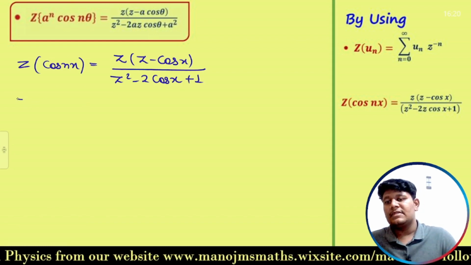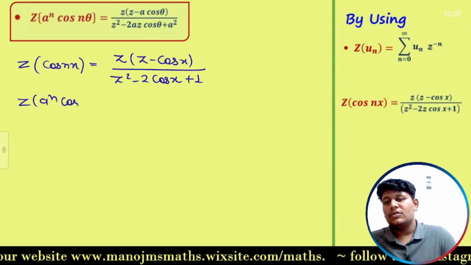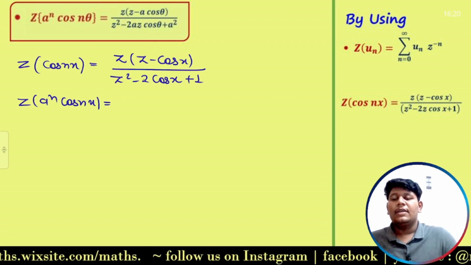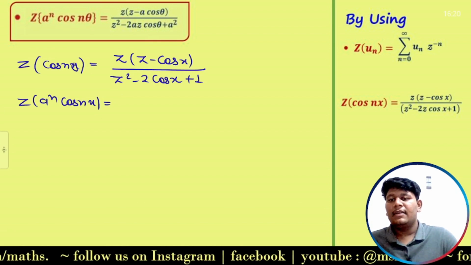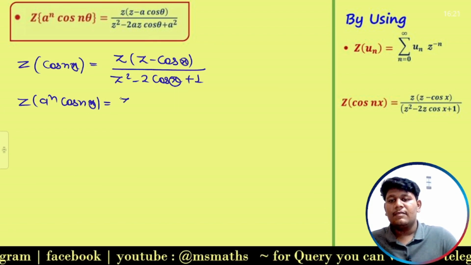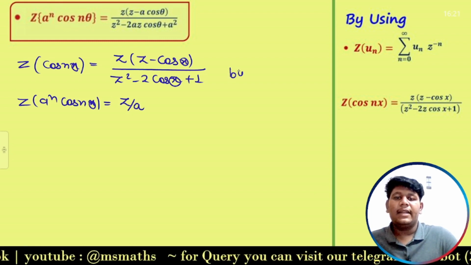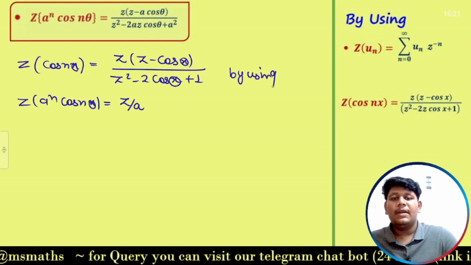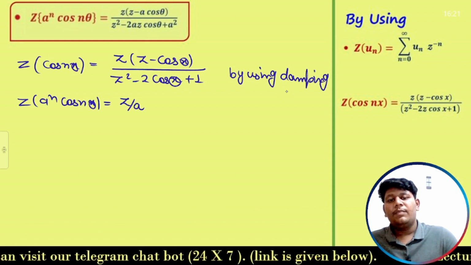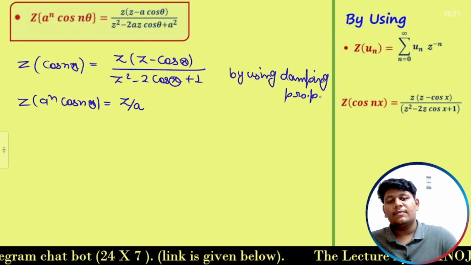And now z transform of a power n cos of n theta. I'm writing x as theta. So it is nothing but z by a, by using the scaling property or by using the damping property of the z transform.